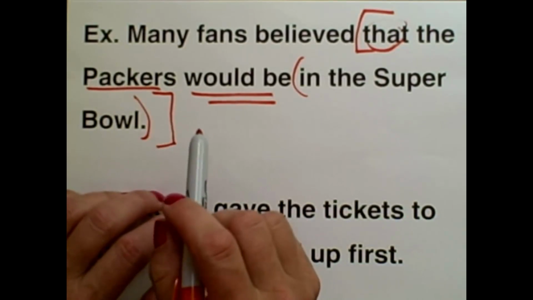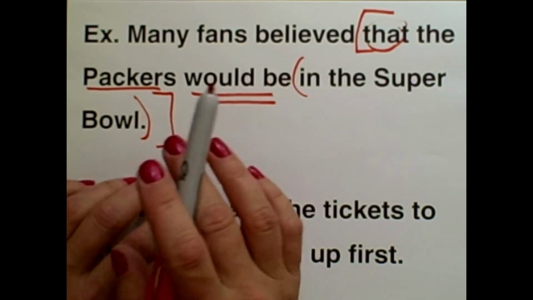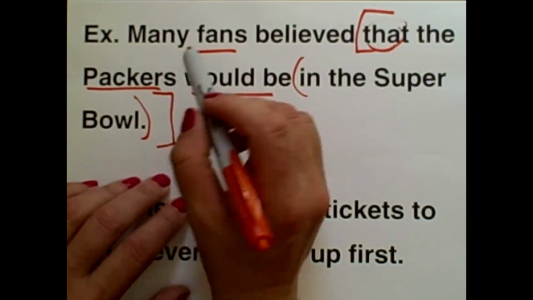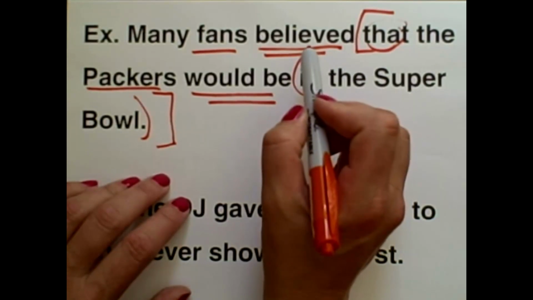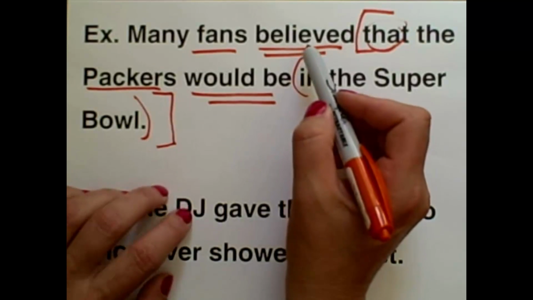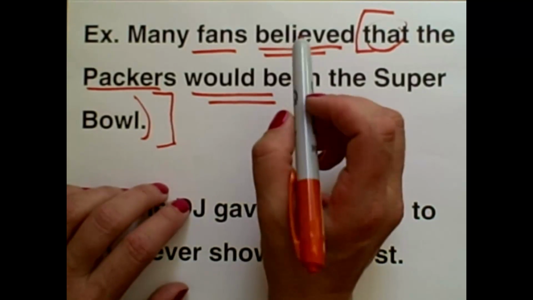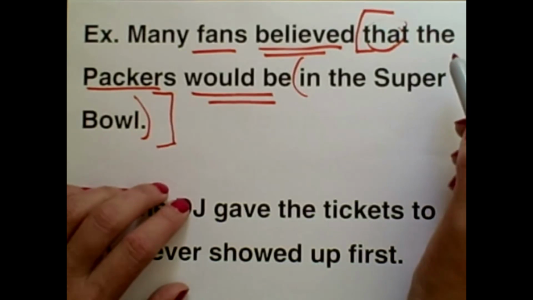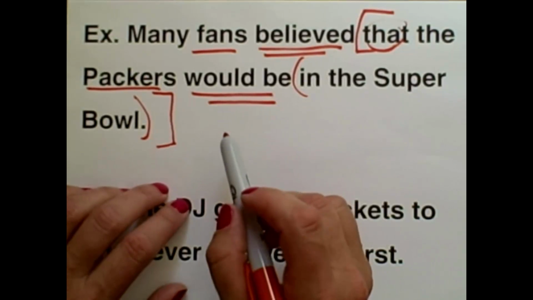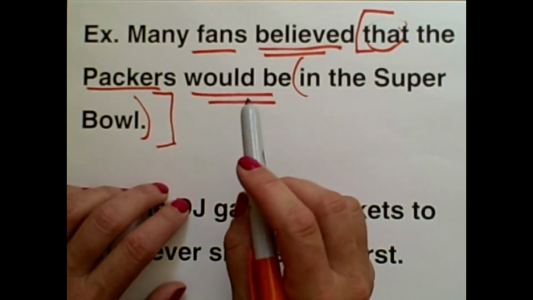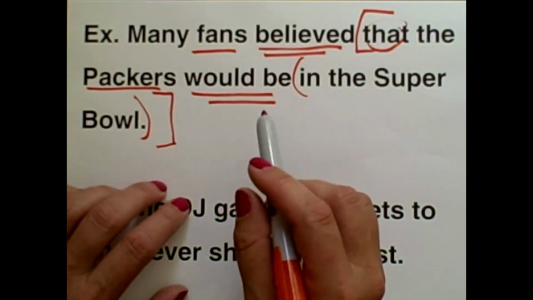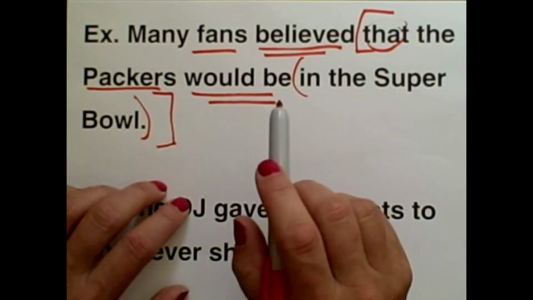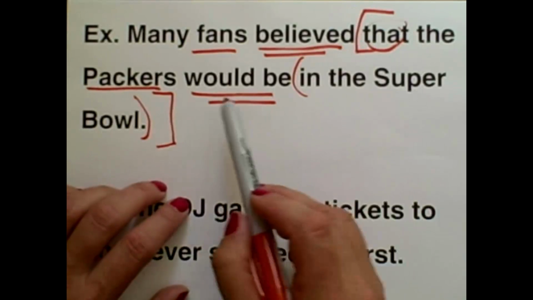How is it functioning in the sentence? Let's see. The subject of the overall sentence is fans, and the verb is believed. Believed is a transitive action verb, which means I need a direct object. And I have one. Fans believed what? That the Packers would be in the Super Bowl. Let's substitute the proper noun Nancy. Many fans believed Nancy. Since Nancy is clearly the direct object, so too is our noun clause.